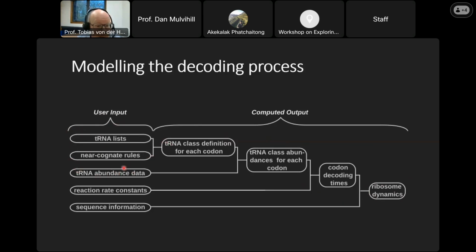You need to know how abundant the different tRNAs are in the cellular mixture, because that determines how likely they are to enter the ribosome before other tRNAs do. You need to know the reaction rate constants, which we take from the literature, that tell you how different tRNAs react in the ribosome. And with this information, you can predict codon decoding times for individual codons. And if you then also have sequence information for an RNA sequence, say, you can predict how these codon decoding times give rise to the ribosome dynamics. And that's our ultimate goal, essentially.